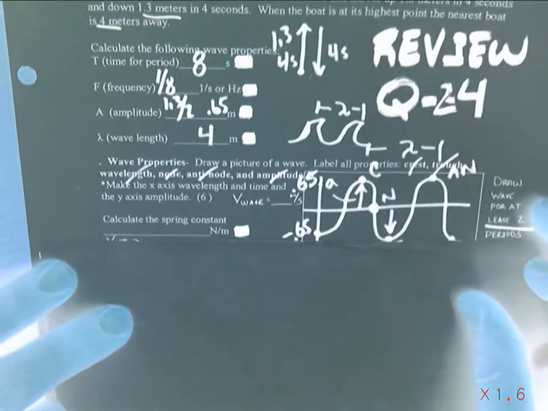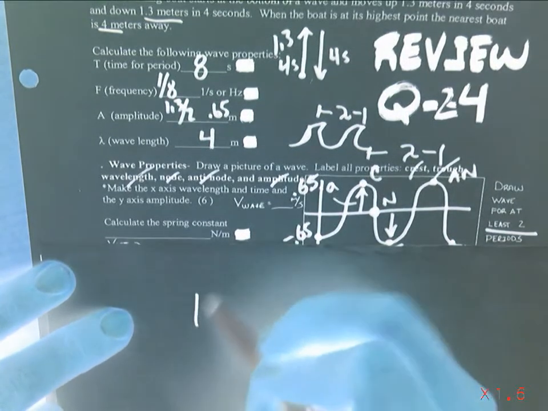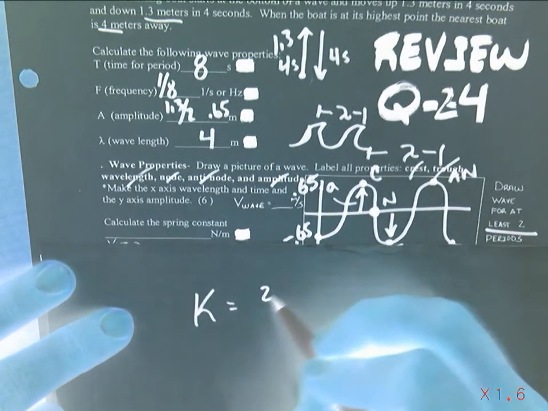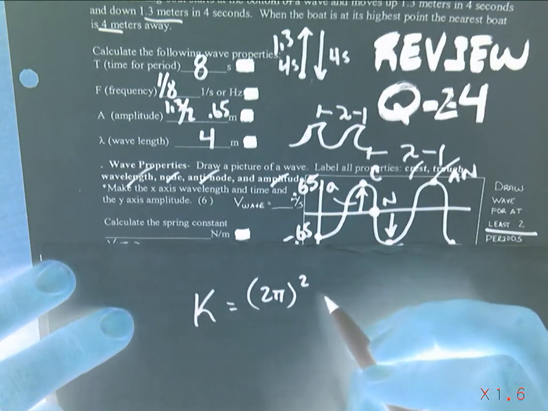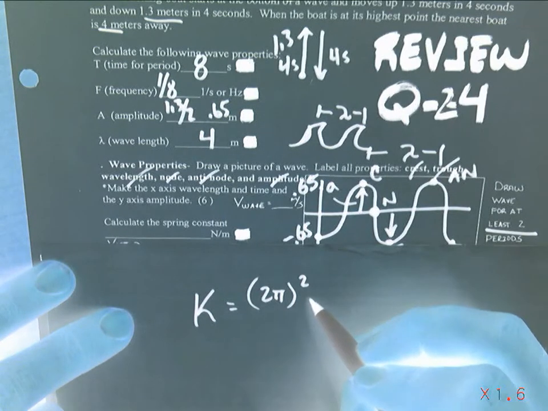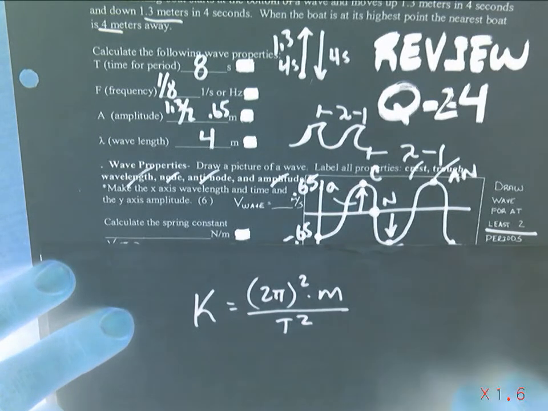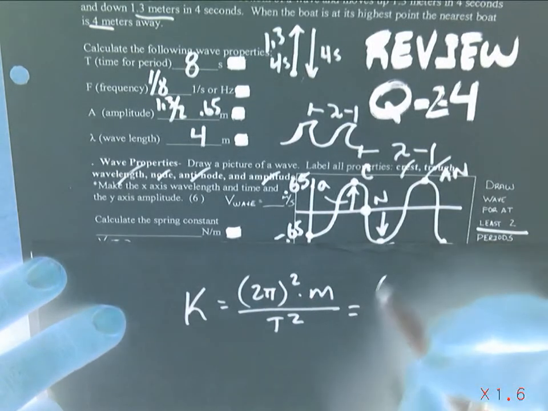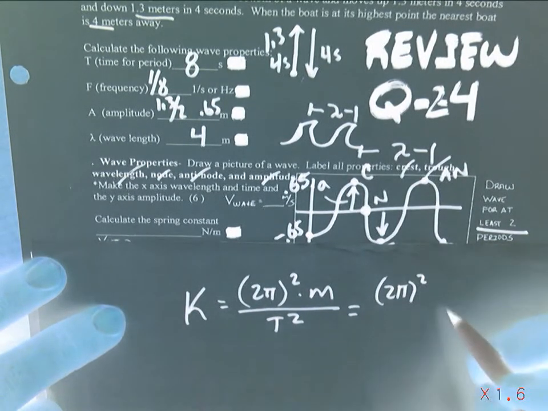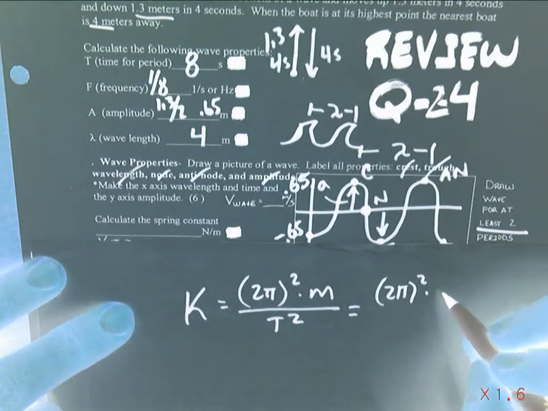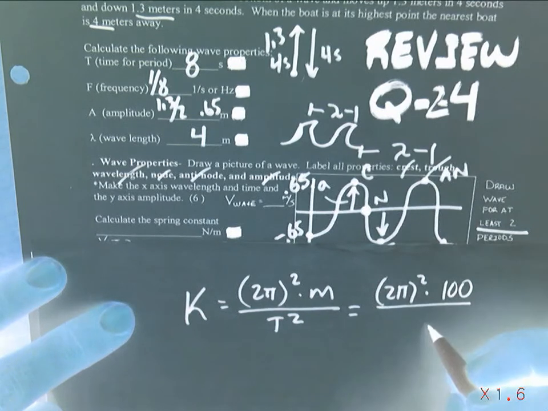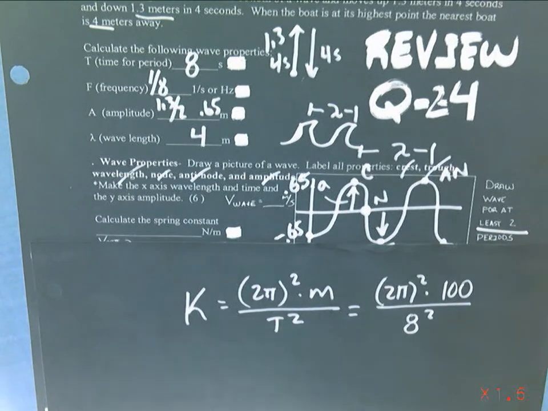It says spring constant, K. Even though there's not a spring, we can still have a spring constant. It's just how stretchy the media is. So 2 pi quantity squared, and we're going to multiply that times the mass, and we're going to divide by the period squared. I think 2 pi quantity squared is 49.5, and then the mass is 100. I'm going to put in the period, which is 8 squared, 64.